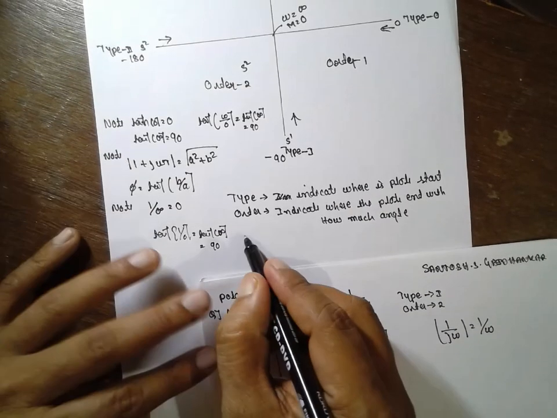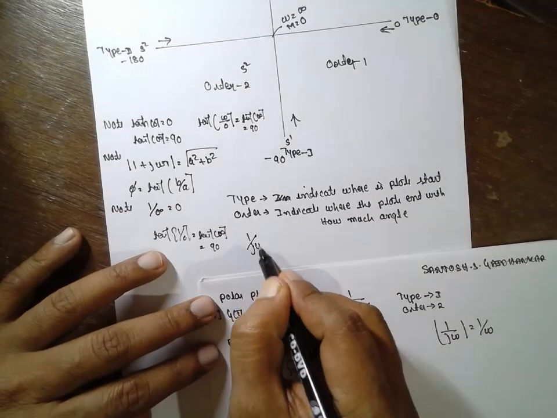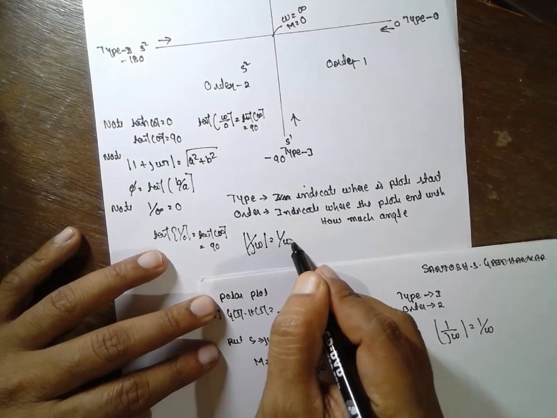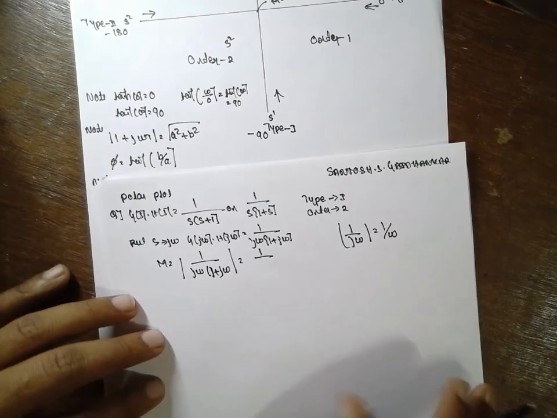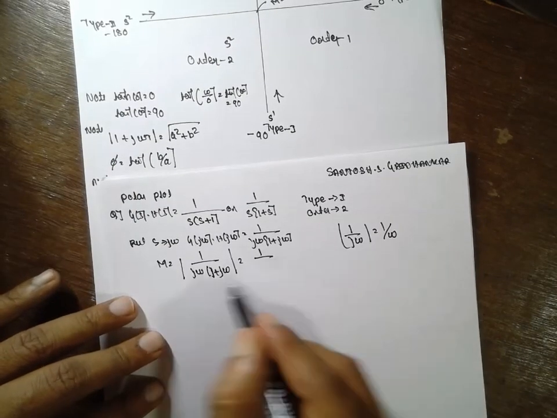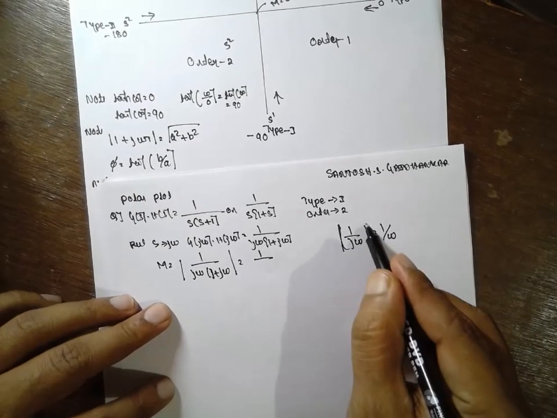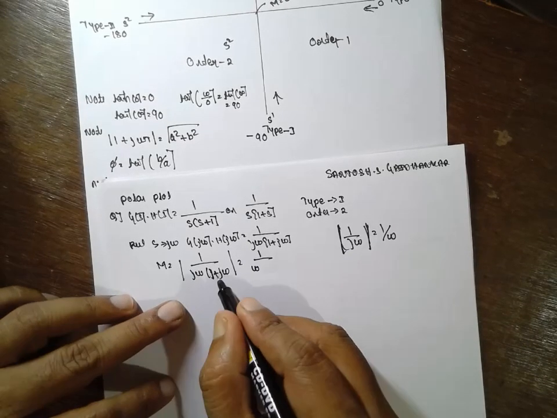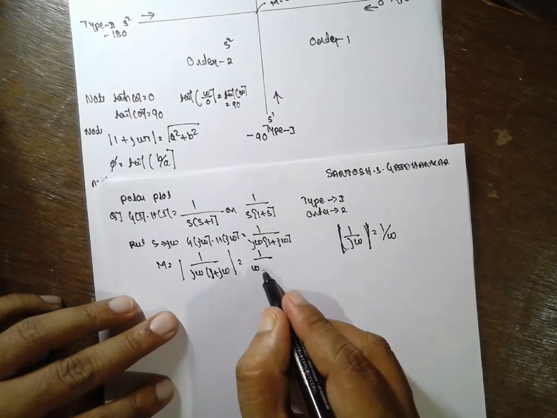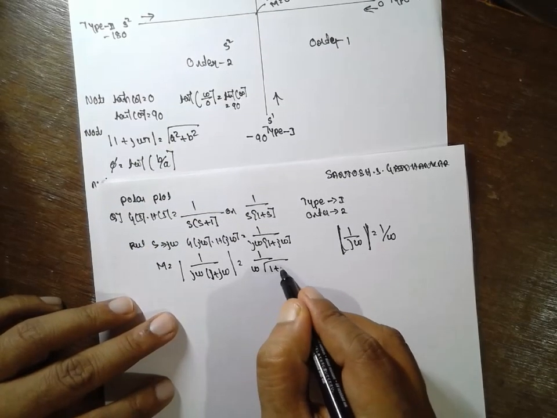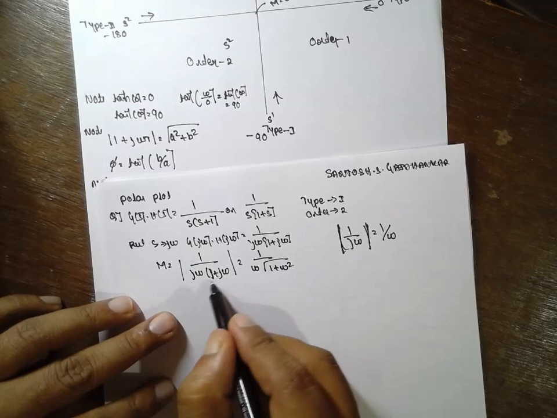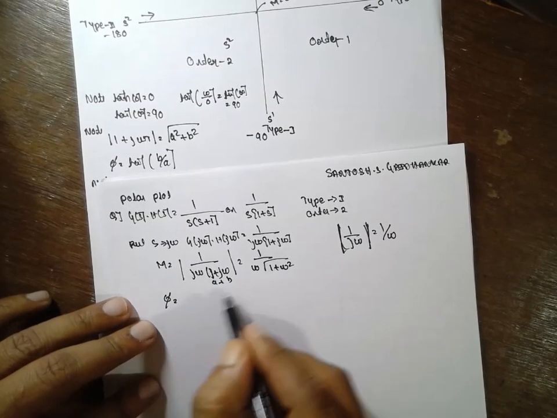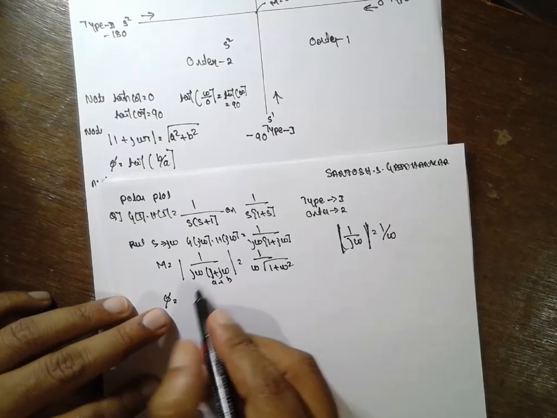I will write this note here. 1 divided by j omega is nothing but 1 by omega. If it is squared, you have to do the square here. Magnitude 1 by omega, therefore omega here. And this one is in the form A plus B, therefore it should be written as the square root of 1 plus omega square.